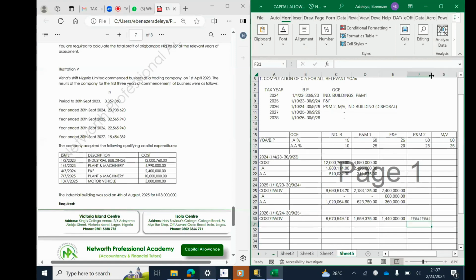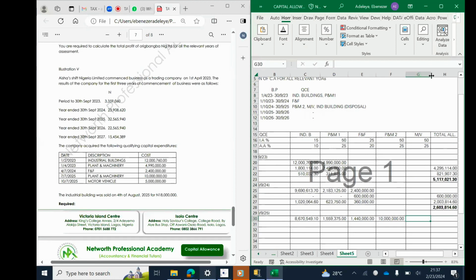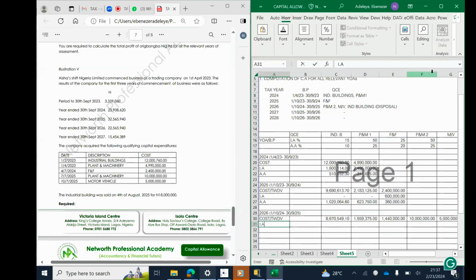I have to expand this a little bit. The motor vehicle also came in that year, which is 5 million. So for initial allowance, the only assets that we have initial allowance for that particular year will be the new plant and machinery and the motor vehicles. So industrial buildings, no. This one, no. Furniture and fittings, no. That is the second year. Then plant and machinery, that's 50% of the cost, right? That's the rate. So that'll be times 0.5.